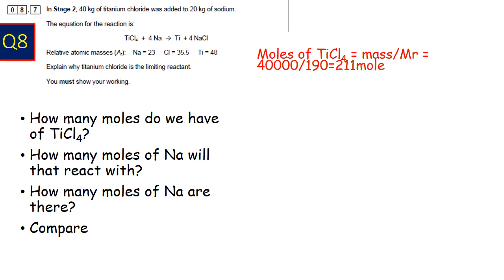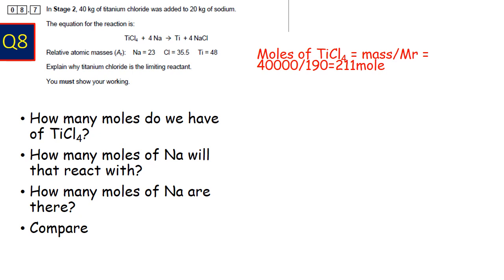So the way to approach this is to think about how many moles we have of titanium chloride, how many moles of sodium will react with that number of moles, then find out how many moles of sodium there actually are, and then compare those values. You could work out how many moles we have of sodium and how much titanium chloride that reacts with, and do it that way around. Either is perfectly valid.